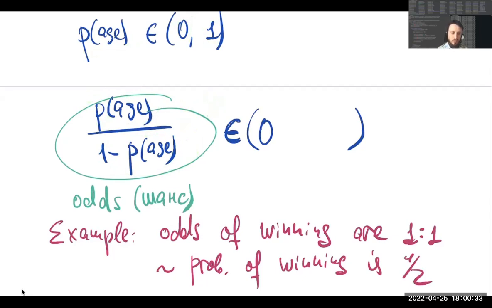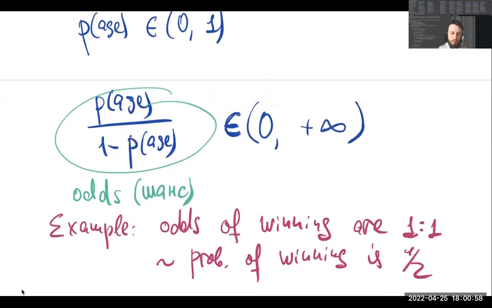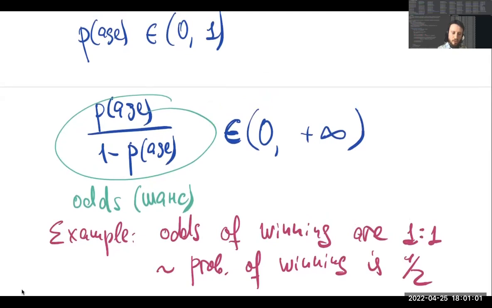But on the other hand, if the probability is close to one, then in the numerator you have something close to one, but in the denominator you have something very, very small. And this thing can be arbitrarily large. So it changes from zero to plus infinity. This is the first step of my transformations. The second step is to transform this value to something that takes values from negative infinity to plus infinity.